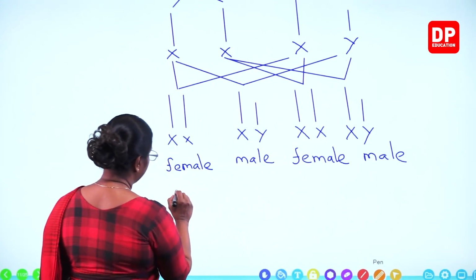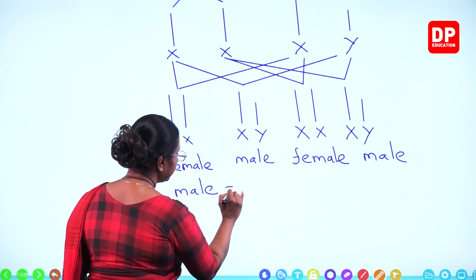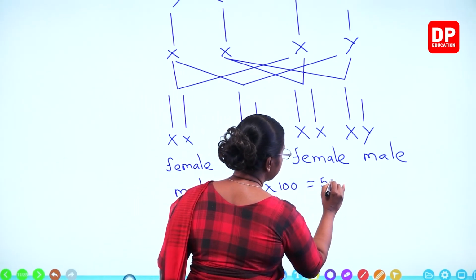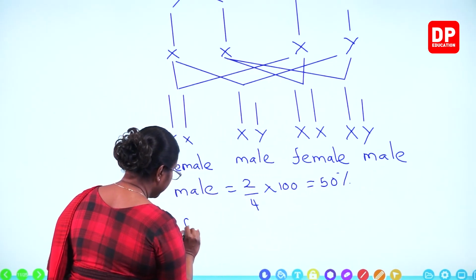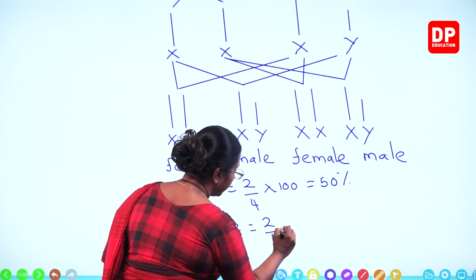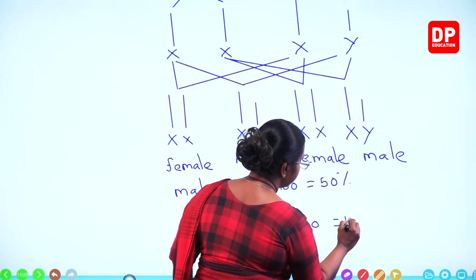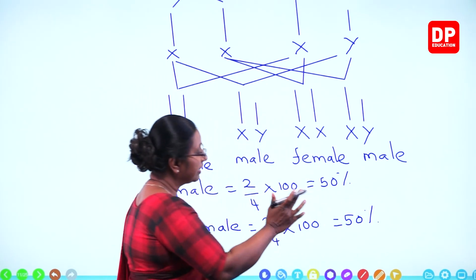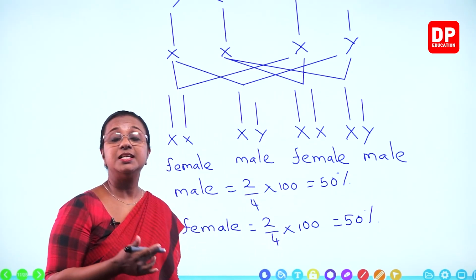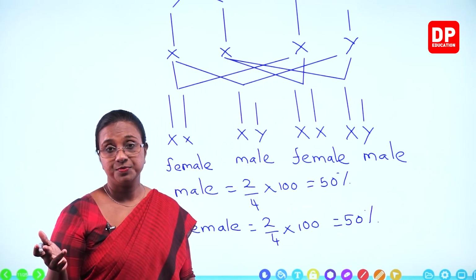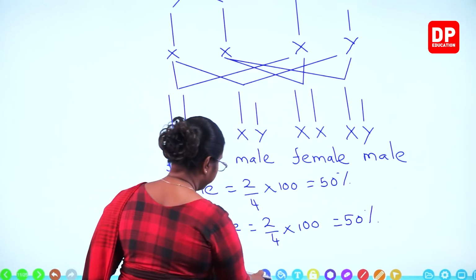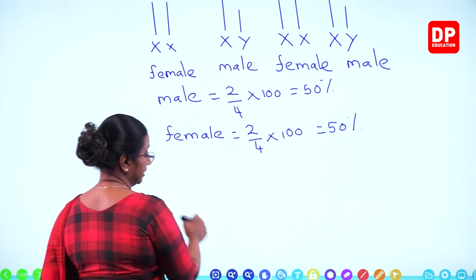So here, males, 2 out of 4 into 100, so that is 50%. And female also 2 out of 4 into 100, that is 50%. Or you can give it as a male to female ratio. So when we say 50%, that is equal chance. So there is equal chance of the child being a male or a female. So that is what we can conclude.